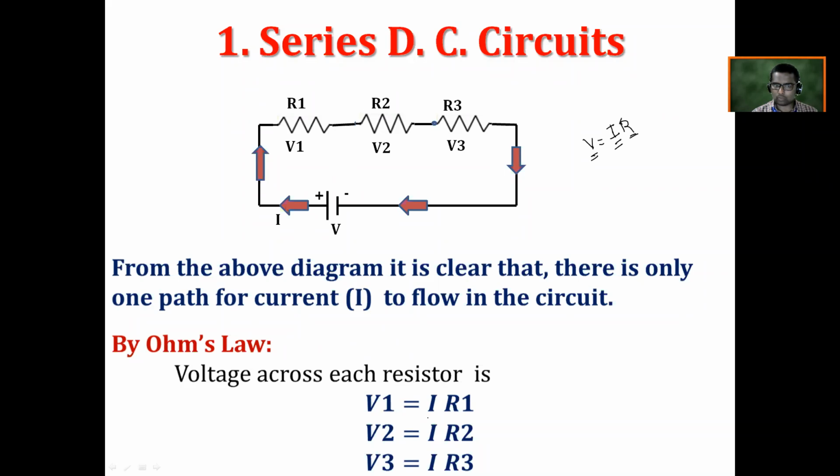Current flowing through that R1 is I and the resistance of that R1 is R1. Similarly, V2 I can write as I into R2, and V3 is equal to I into R3. Up to this, any problem? Yes or no? No, sir. Okay. Then let me go to the next slide.